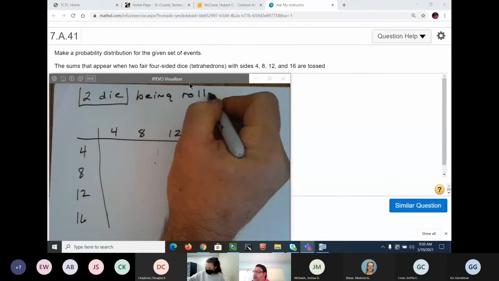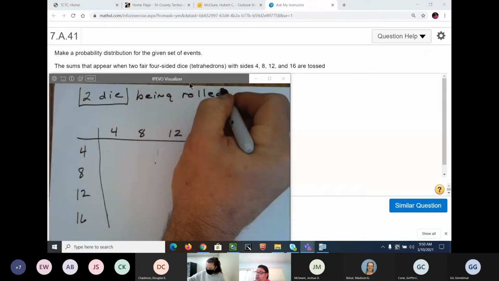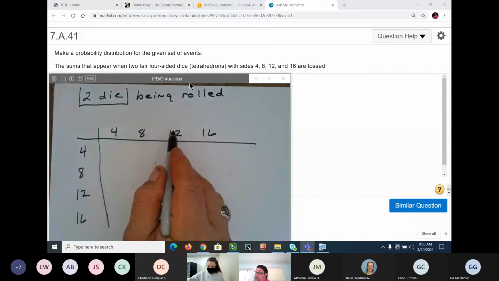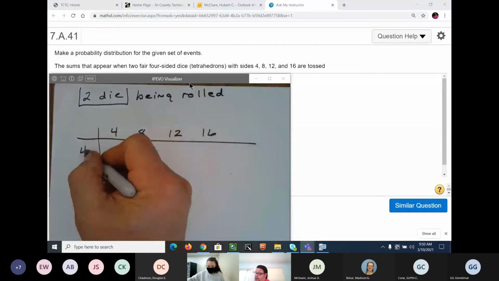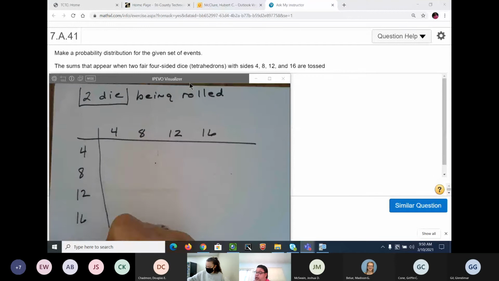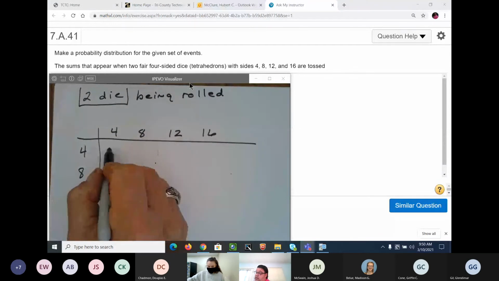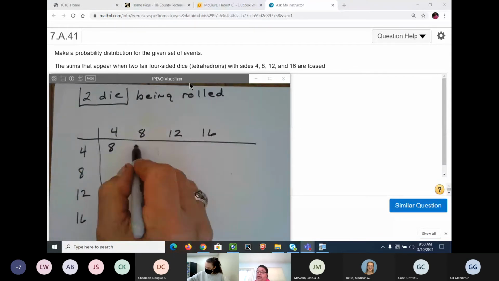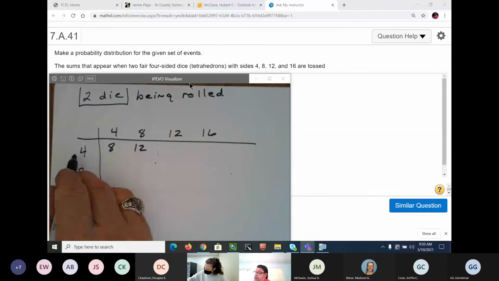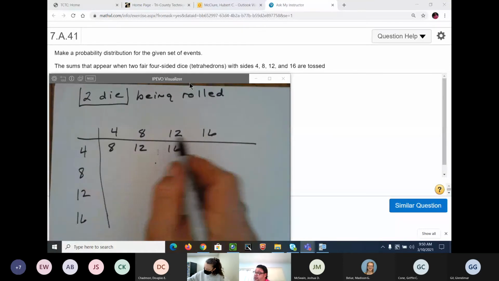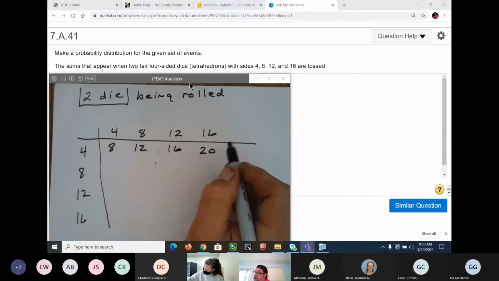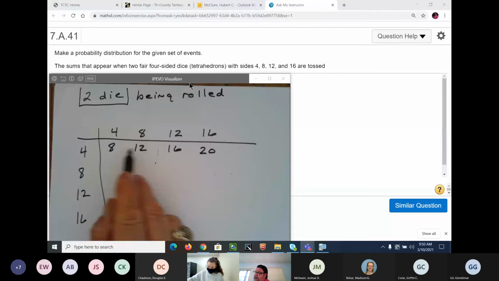Now, what if I had regular die? Well, then it'd be 1, 2, 3, 4, 5, 6. 1, 2, 3, 4, 5, 6. And then you just start adding. 4 plus 8 is 12, and you're going to see a pattern. 4 plus 12 is 16. 16 plus 4 is 20. And you see the pattern, 8, 12, 16.